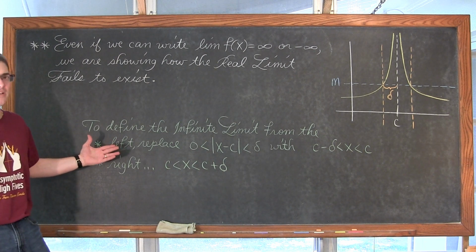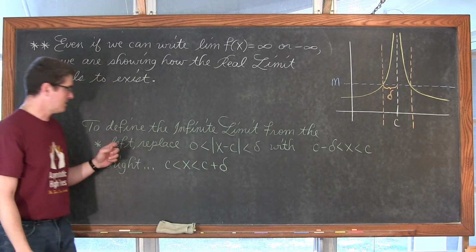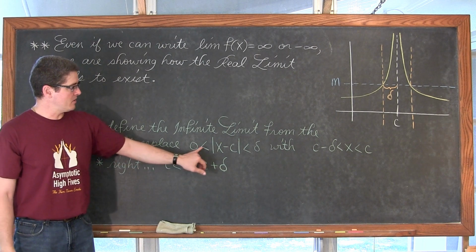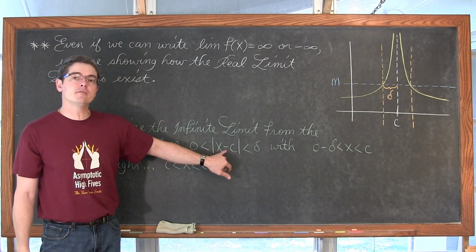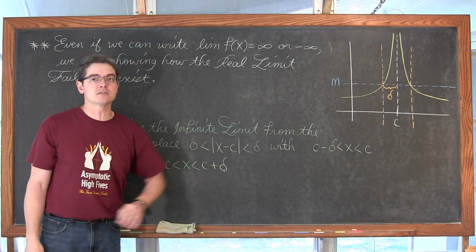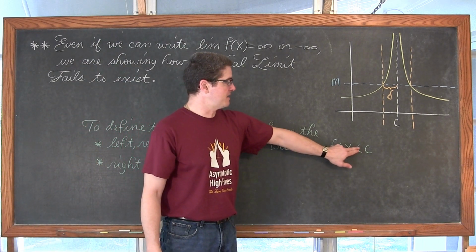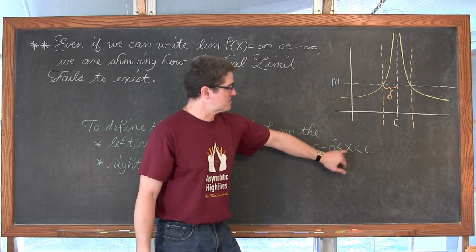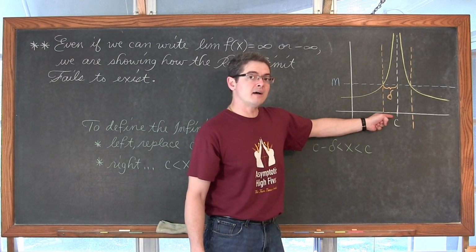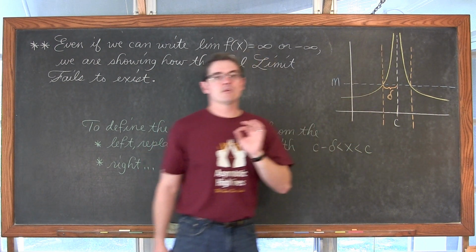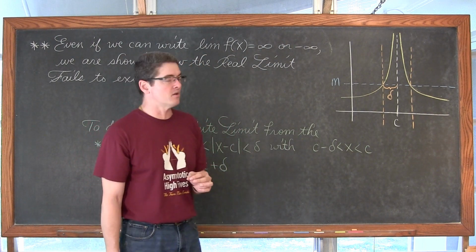To define the infinite limit from just the left, replace 0 < |x − c| < delta with c − delta < x < c. So you're approaching c from the left, and you're analyzing the behavior of the function as you approach that value.